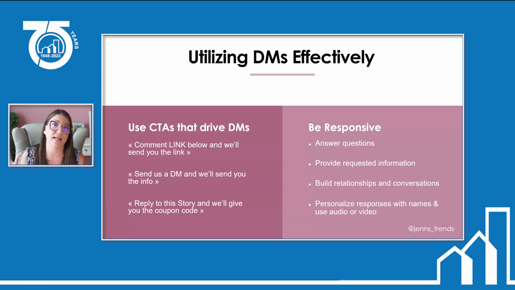You don't want to post the address for the open house publicly, but we're happy to send it in DM. So find ways like that. Once you get that direct message, be responsive. You have to actually engage with them. So answer the questions that they're asking, provide the requested information, make sure that whatever it is that they're coming for, that you're engaging back with what they're looking for, and use that time to build the relationships and conversations.